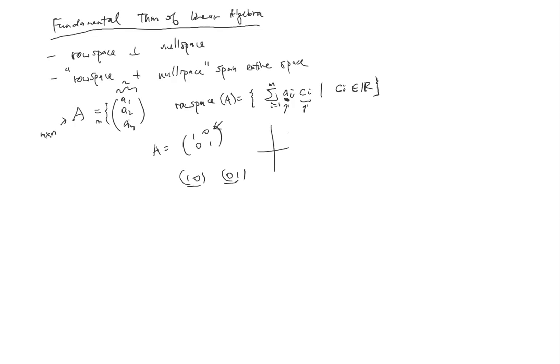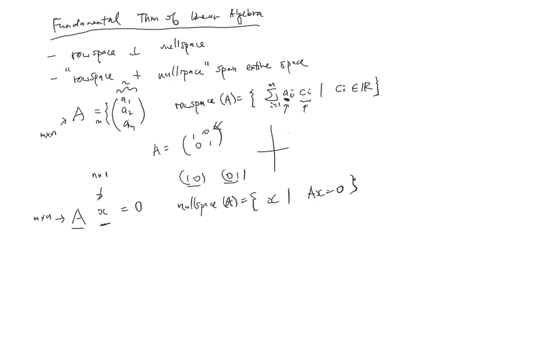Then the null space of a matrix is defined as follows. Again, let's say this matrix is m by n. If I multiply A by some vector x, which should be n by 1, and the result is equal to 0, then we say that x is in the null space of A. So the null space of A is all vectors satisfying Ax equals 0.